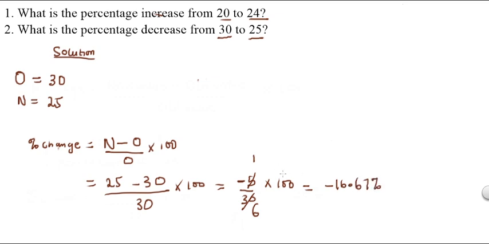16.67%. Since our percent change is minus 16.67%, that means our percentage decrease is equal to 16.67%. Apart from this kind of example, there is also another form of example when you are dealing with percentage increase and percentage decrease, and that's what we are going to look at next.